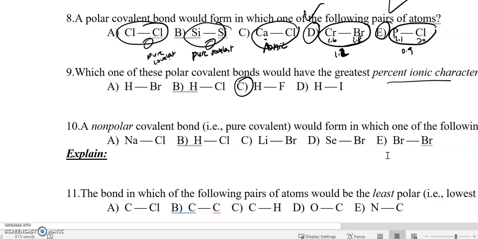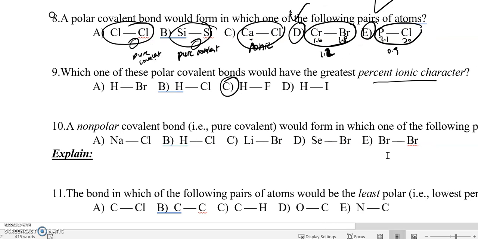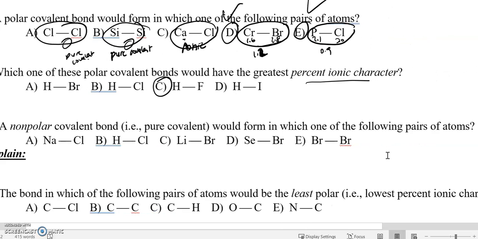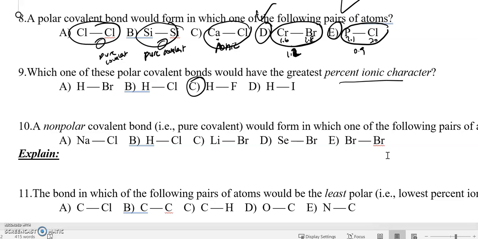All right, so question number 10: a non-polar covalent bond will form in which one of the following pairs of atoms? So we are looking for which one is going to form a non-polar molecule. Well, the one where the difference is going to be 0 is going to be the non-polar. So we got bromine and bromine, 2.8, 2.8, the difference is going to be 0. Okay, so these others are not going to be 0.